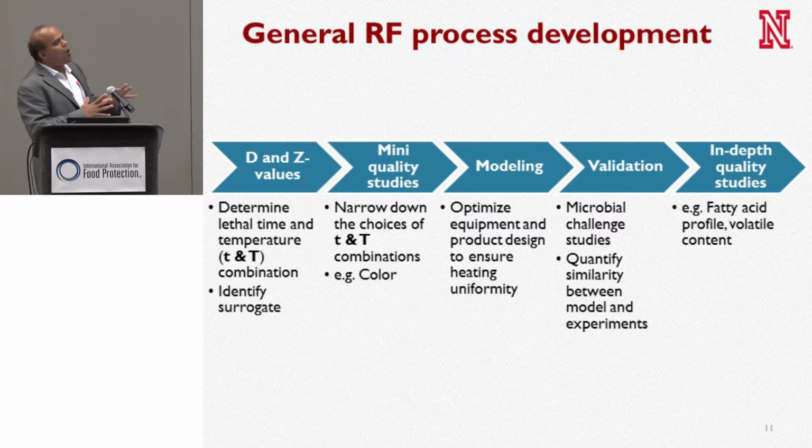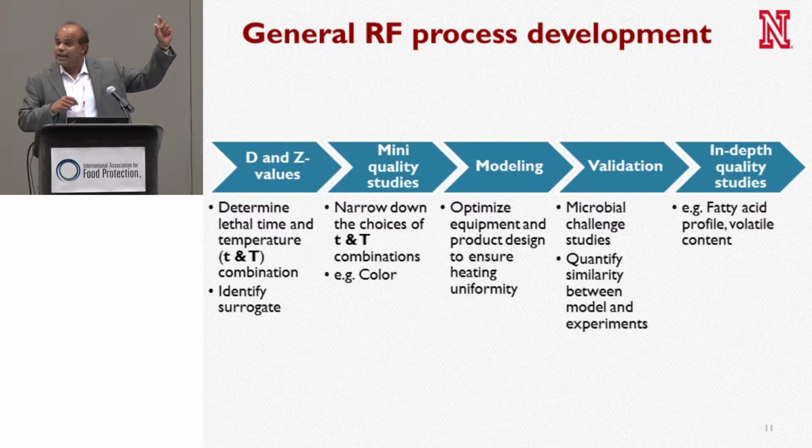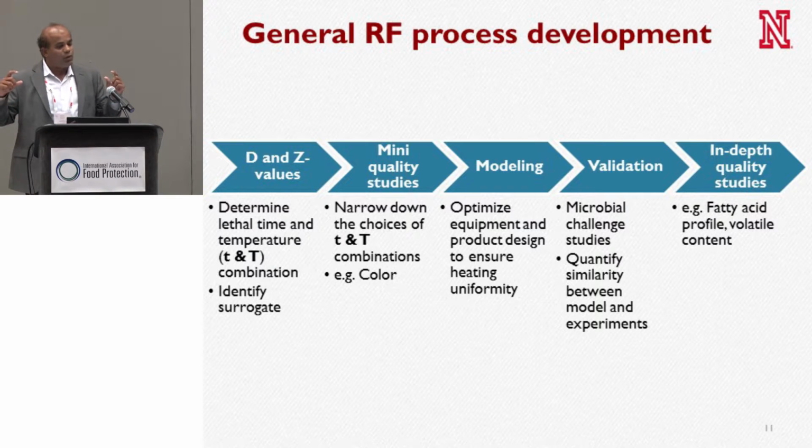So let me go over how we would develop an RF process for a given application. First, you would determine the D and the Z values for your surrogates and the pathogen cocktail, and make sure you select the right cocktail and the right surrogate. Based on the D and Z values, you pick a few time-temperature combinations, and the goal is to push the temperature as high as you can without affecting the quality.